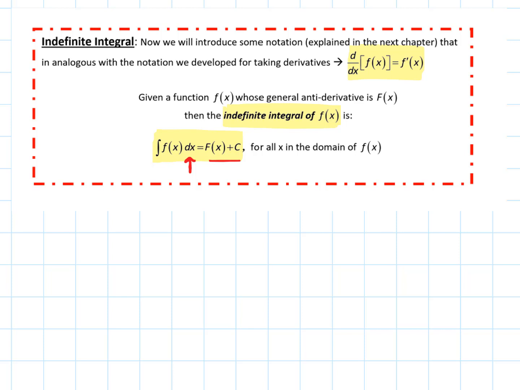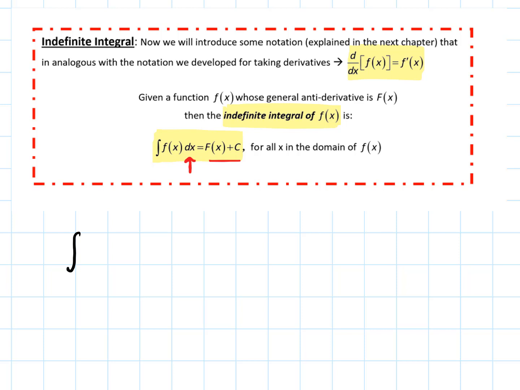So this is our new notation, and again, it will become very clear where this notation comes from in the next chapter. But for now, we can utilize this notation when we are working with finding antiderivatives. So finding an antiderivative, we will often say find the indefinite integral. That's another way to say find the antiderivative.